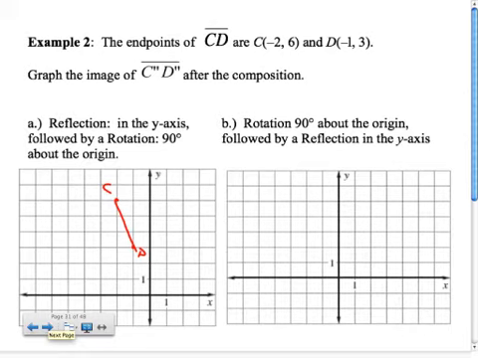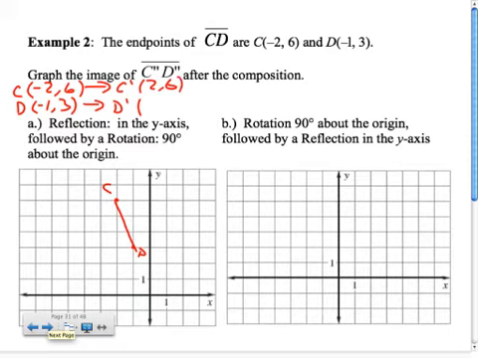You could do this a few different ways. You can do it on the graph, or you could say, okay, C is the point (-2, 6), and D is the point (-1, 3). And so now after the first one, C prime and D prime, we can figure out what those are: reflect over the y-axis. So the y's stay, flip the x's, so (2, 6) and (1, 3). And then we can go one step further and find C double prime and D double prime without doing anything on the graph.